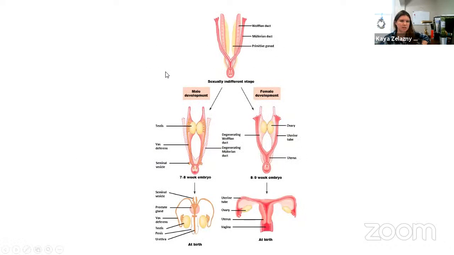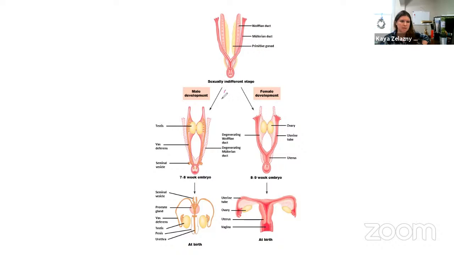So you can see what that looks like in this image from your textbook. So what we're looking at here, right? The Wolffian duct is this central one. It's also sometimes referred to as the mesonephric duct. Okay, so this is the Wolffian duct. And then out lateral, but moving towards the center, this one is our Müllerian duct. Okay. So we see the difference in male and female development as we move down.